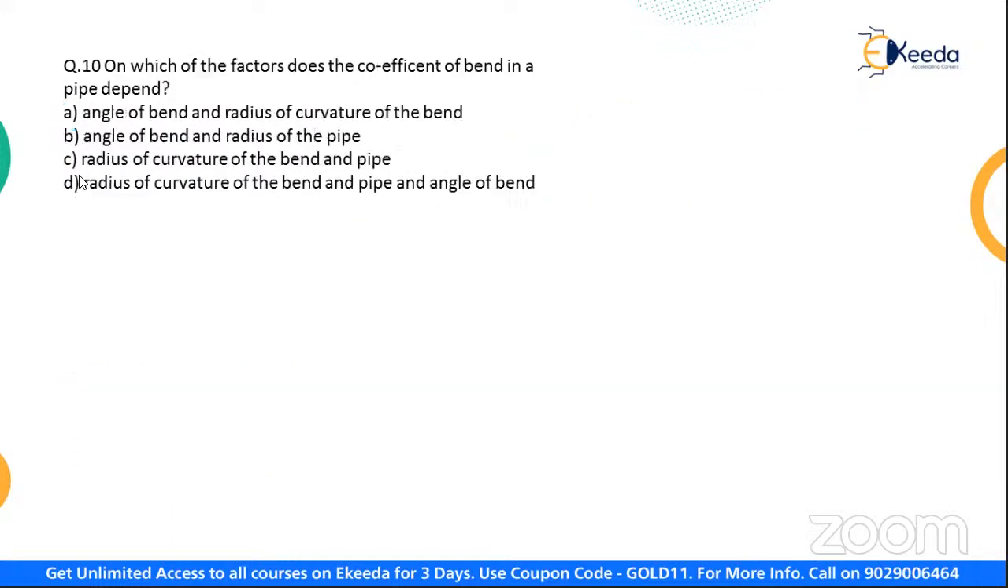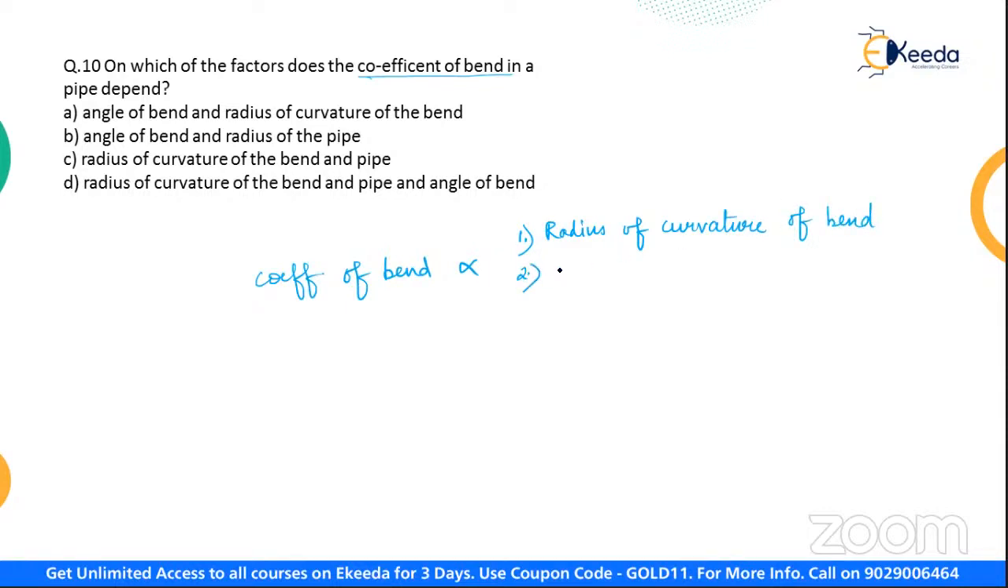Moving on to the next question, that is question number 10. On which of the factors does the coefficient of bend in a pipe depend? Now this coefficient of bend depends upon 3 parameters. First of all, the radius of curvature of the bend, that is the first parameter on which this coefficient of bend depends.